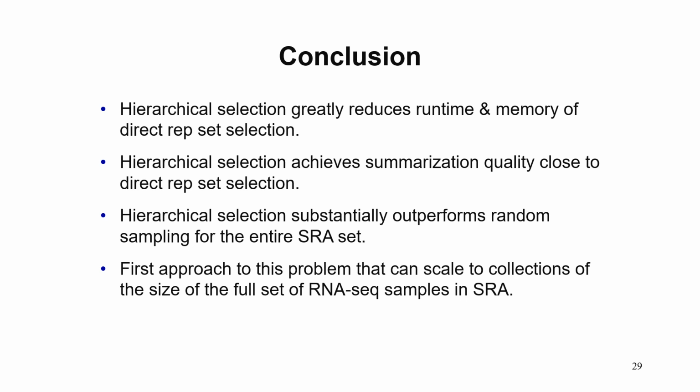High quality and efficient representative set selection is possible, and we showed that through hierarchical selection. Our novel hierarchical representative set selection method can greatly reduce the runtime and memory of direct representative set selection with full similarity matrix computation, while the hierarchical selection achieves summarization quality close to direct representative set selection. Hierarchical selection substantially outperforms random sampling for the entire set of SRA human RNA-seq samples. This is the first approach to this problem that can scale to collections of the size of the full set of human RNA-seq samples in the SRA.